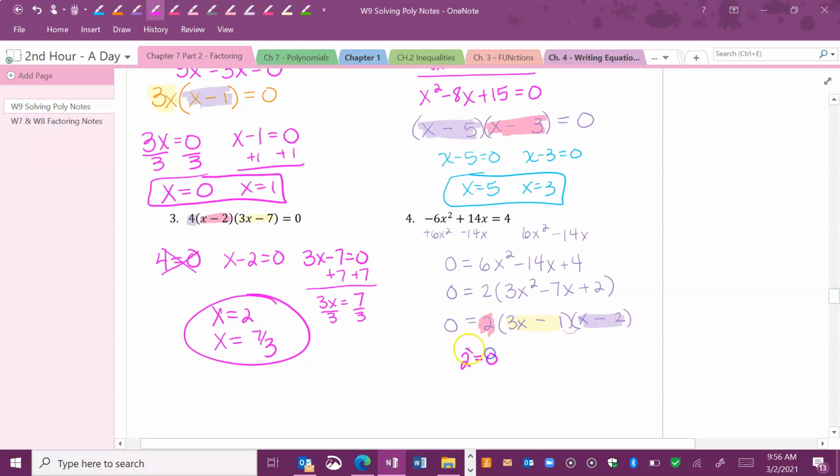When I set 2 equal to 0, that doesn't mean anything. There's no variable, there's no solution there for that. 3x minus 1, I'm going to add the 1. I get 3x equals 1. And if I divide by 3, I get 1/3. And I'm going to set x minus 2 equal to 0. When I add 2, I get 2. So one answer is 2 and one answer is 1/3.